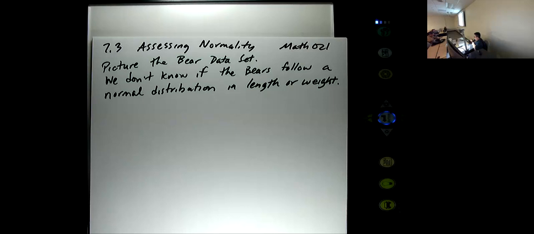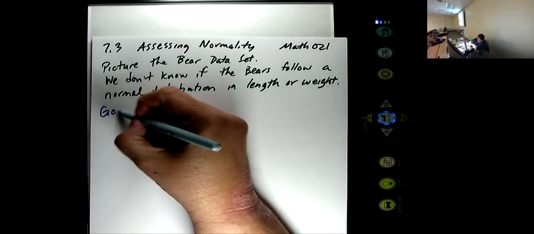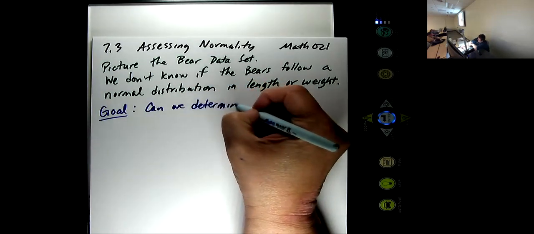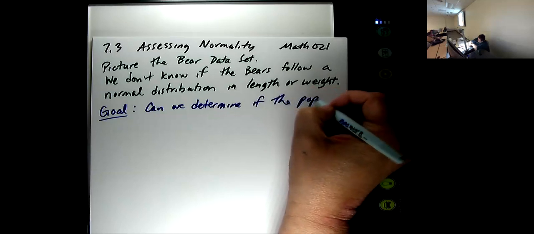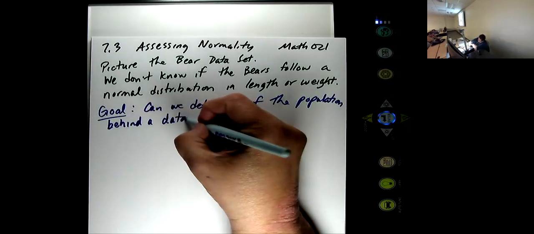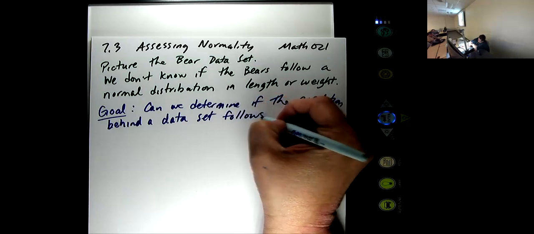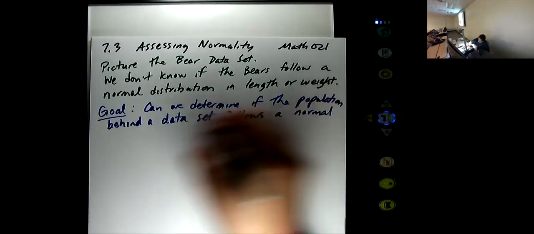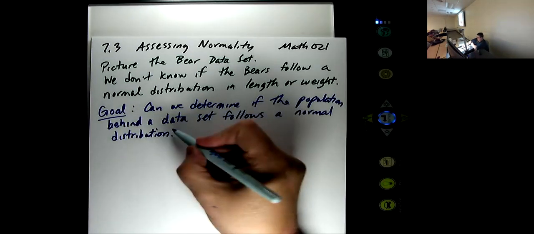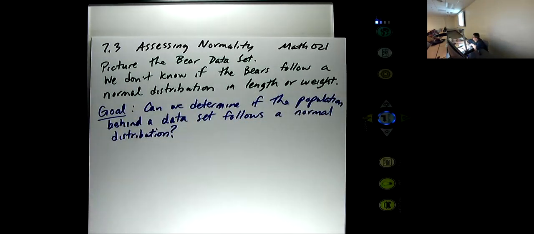We assume the bears are, but we don't know. That's what this section is about. So that's our goal: can we determine if the population behind a data set follows a normal distribution? And the answer is yes.